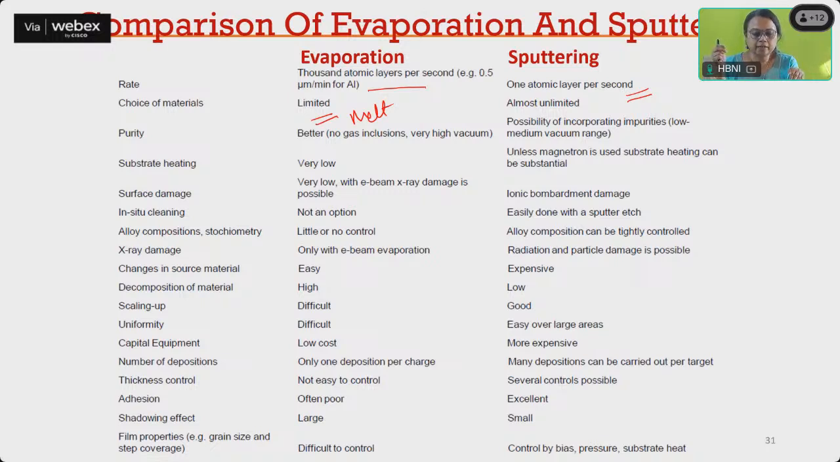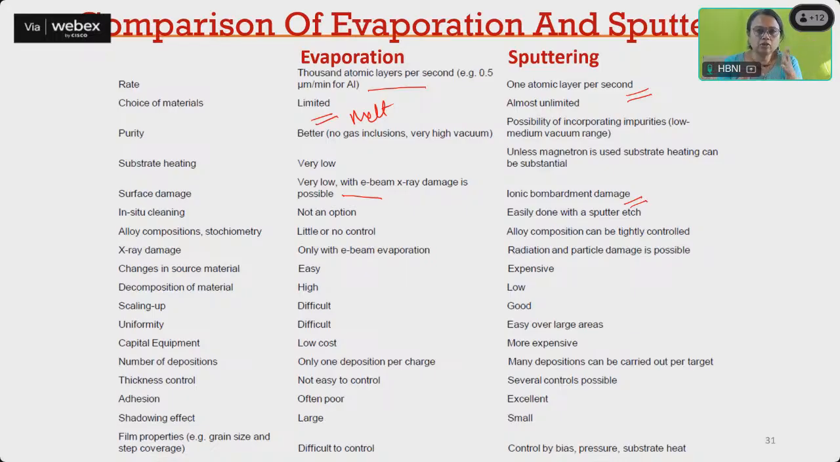Now regarding substrate heating, in evaporation there is no substrate heating because of the phenomenon, whereas in sputtering a lot of high-energy particles come and strike, so the temperature of the substrate increases. This increase can also damage the surface. It is very low in evaporation, but ion bombardment can damage the surface.